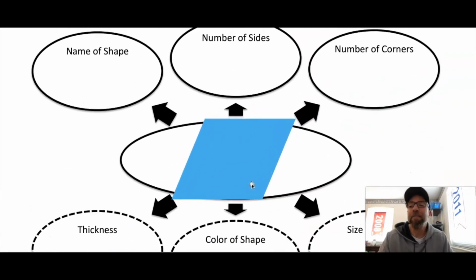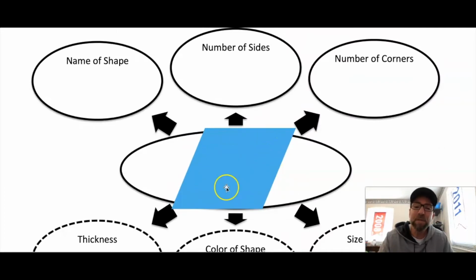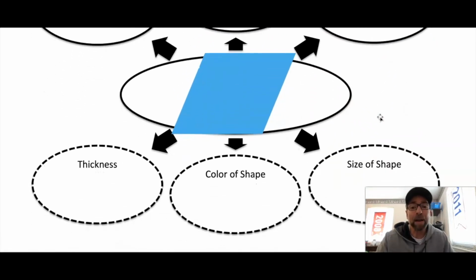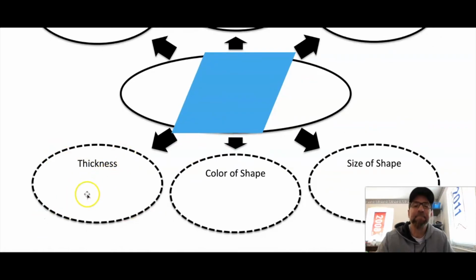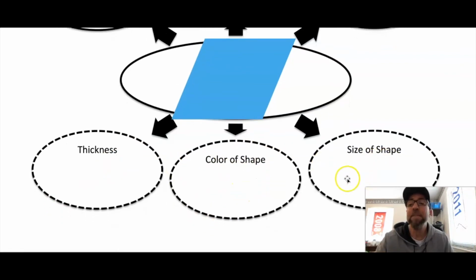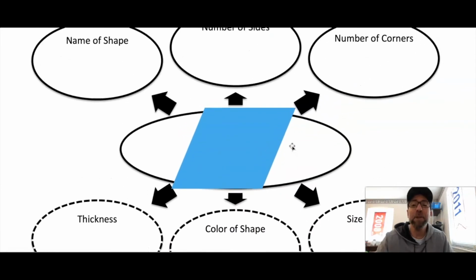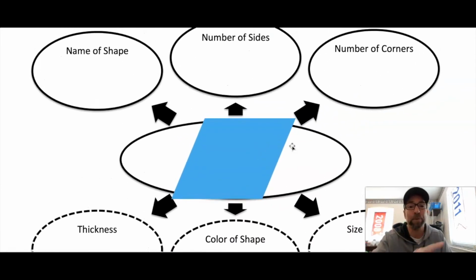Let's go ahead and try to fill out our shape attribute web based on the shape you see in the middle. The name of the shape is a defining attribute. Write down the name of this shape. Then tell me the number of sides and the number of corners. At the bottom, you can skip the thickness because it's tough for us to tell just by looking at a picture. But tell me the color and tell me the size. Let's see if you can solve this shape attribute web. Go ahead and press that pause button. When you're done, press play. We'll see if we got the same answers.